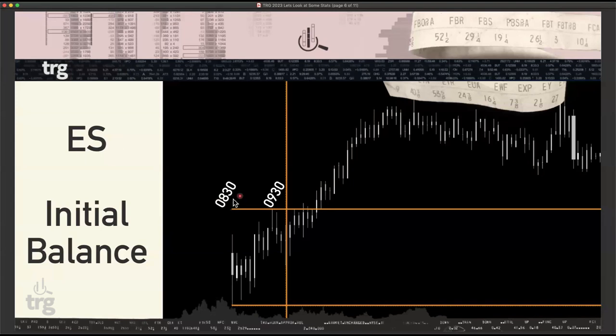Now, people who are current TRG members, I would like you not to participate in the next poll, please. But now we have established what this price range is, the range formed within the first hour, I'm going to put some options out there to understand how you may look to trade the initial balance. So here we go. Where's my poll? Oh, Jonathan's launched it already. How about that? You're welcome.